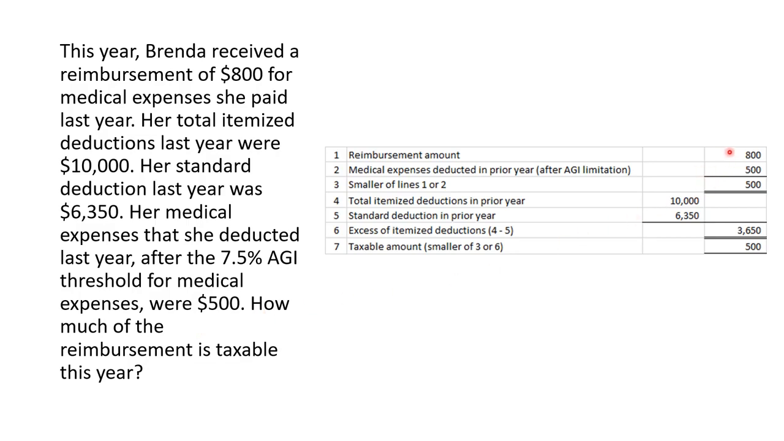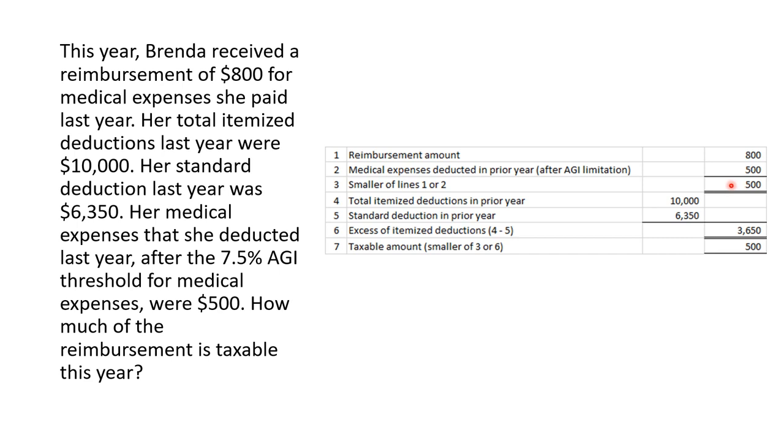Well, she received $800 this year. Her medical expenses that were deducted were $500. So the smaller of the amount that she received, $800, and the medical expense deduction comes out to $500. Okay, so that's one part of determining tax benefit.